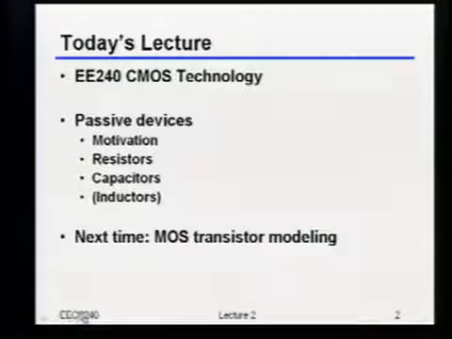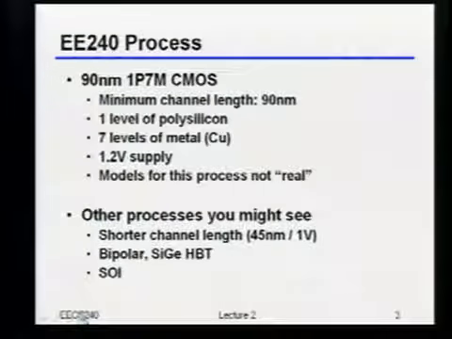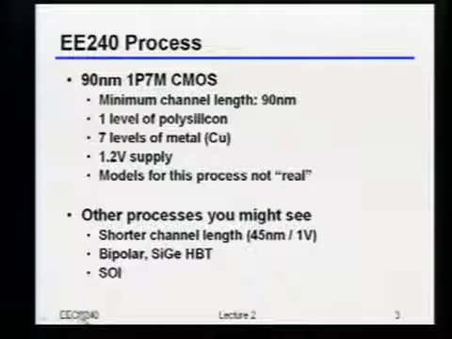So here, we're going to start out looking at just what the process looks like, again, just to make sure everybody's on the same page. Now, in terms of what process we're going to be using in the class, we're going to be using this so-called 90 nanometer 1-poly 7-metal CMOS process. Now, the first thing I should say is this process is completely made up. So it only exists basically in my own head and, I don't know, maybe in SPICE when you guys run it. So what that means is that it's basically bogus.